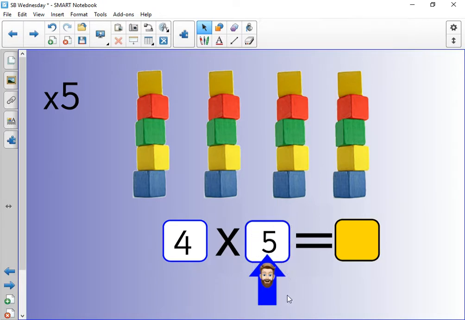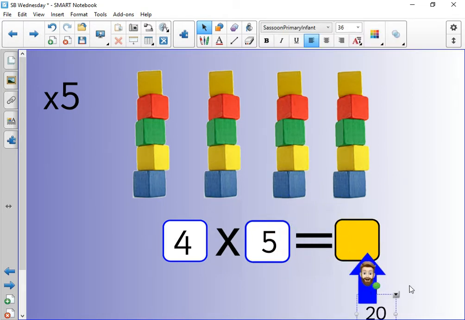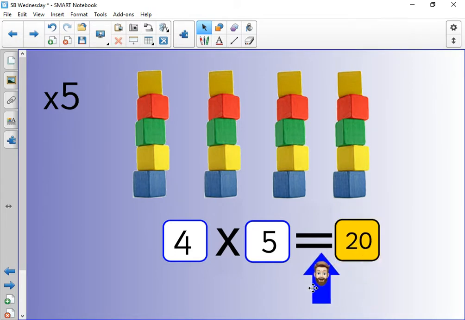Why? Good, because there are 5 in each group. Now, how many altogether? Let's check by counting in fives. 5, 10, 15, 20. Did you get 20? Good job. So times 5, we're looking for groups of 5.